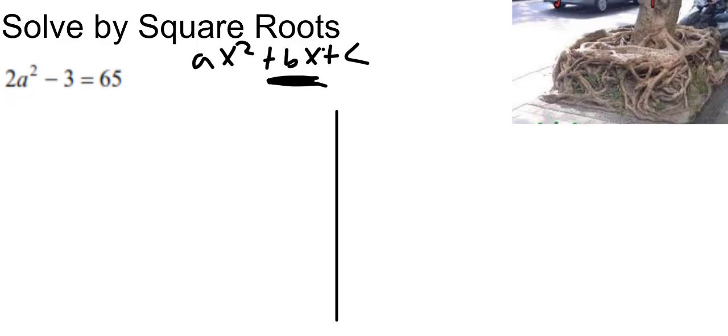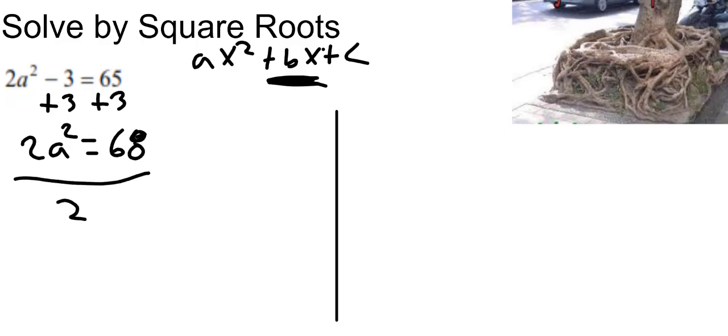So let's take a look here. If we want to solve this, the first thing we would do is try to get a squared by itself. So we're going to add 3 to both sides, and we get 2a squared equals 68. Now I've got to divide everything by 2. So now we have a squared equals, what is half of 68? 34. Well, how do we get rid of a square? We have to take the square root.